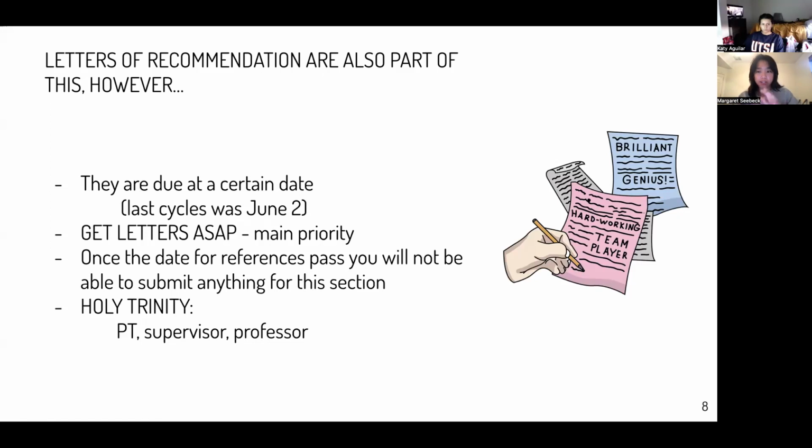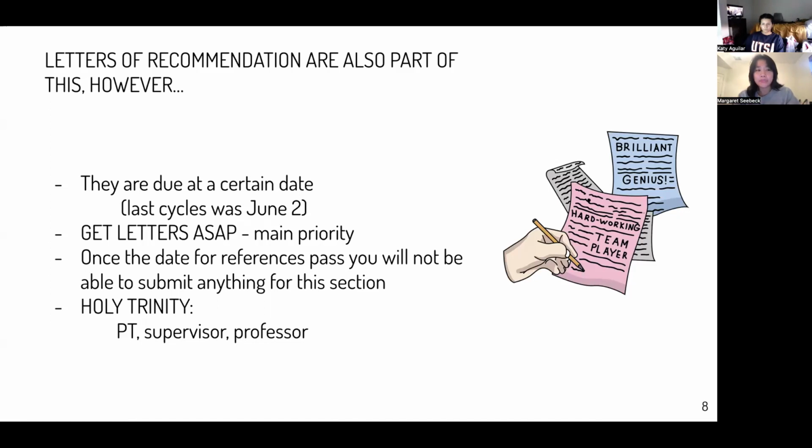Last cycle, all the letters of recommendation for your PTCAS application were due on June 2nd. So I recommend that before you apply and start your PTCAS application, you know who's going to write you a letter. Have a list. Have a professor, a physical therapist, a supervisor. Ask them ahead: hey, I'm going to need a letter of recommendation for PT school. Would you be willing to write me one?